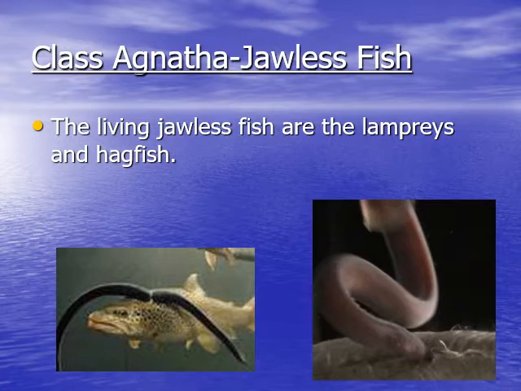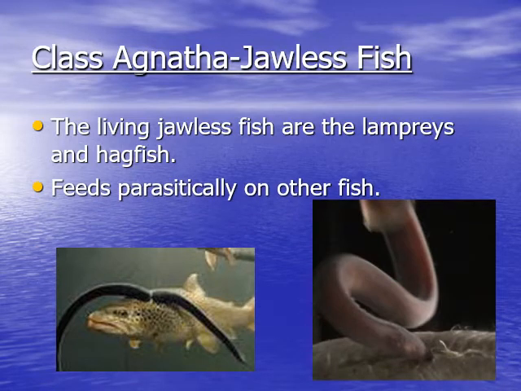So the living ones that we have today, there's about 80 or so species of them, and they're going to be lampreys and hagfish. And we can see in these pictures here, they sort of look like eels. In our picture to the left, we can see two lampreys attached to a fish, draining some of the nutrients out of it. Our picture to the right, we have a hagfish that's also feeding on something. So most of these are going to be parasitic. They'll attach to other fish.